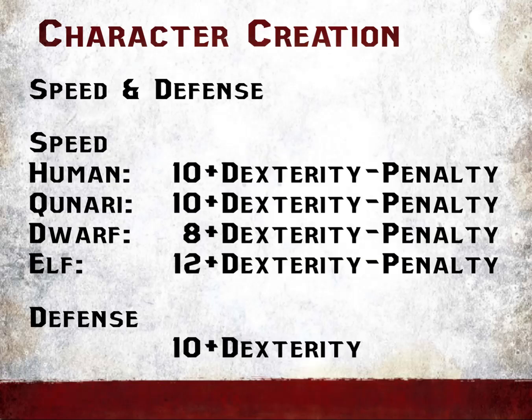Then we calculate our speed and defense value. These are both based on dexterity. For a human or Qunari, speed is 10 plus dexterity, for a dwarf it is 8 plus dexterity, and for an elf it is 12 plus dexterity. So in our case, our fully rolled version has a speed of 11, and for the other two it is 12. Now that is before armor penalties.